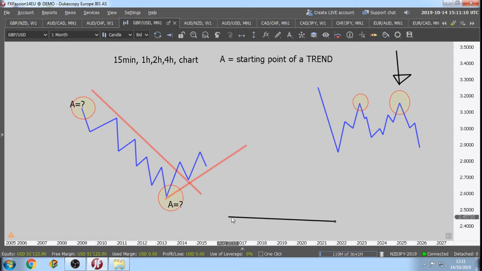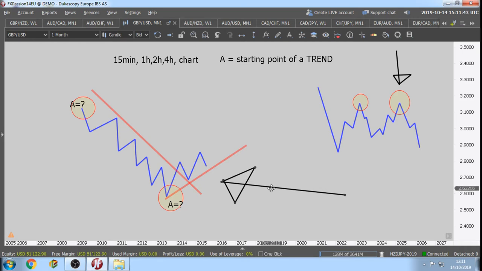And Victor says we should start the Fibonacci on the 15-minute chart, on the 1-hour chart, 2-hour chart, at the bottom. I would favor the one just prior to the D extension. It's the last one. It's the most recent one. Yes, you can send me an email, no problem.